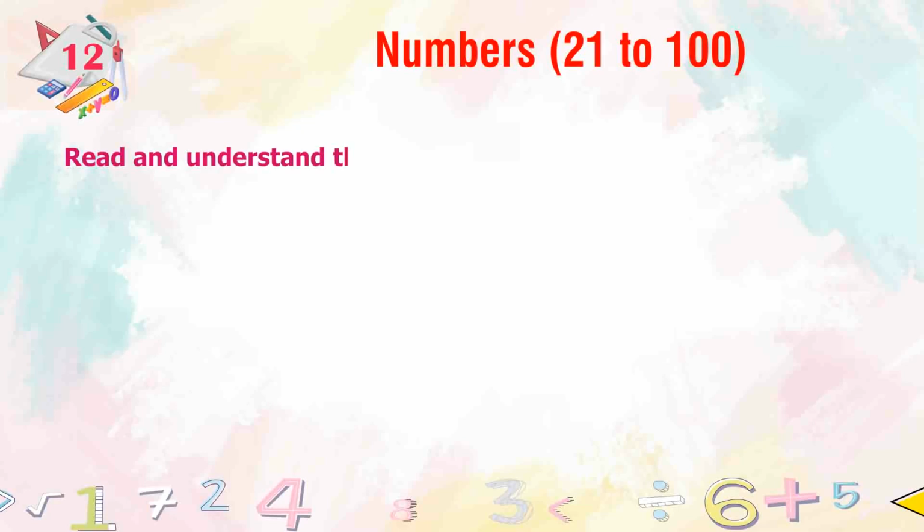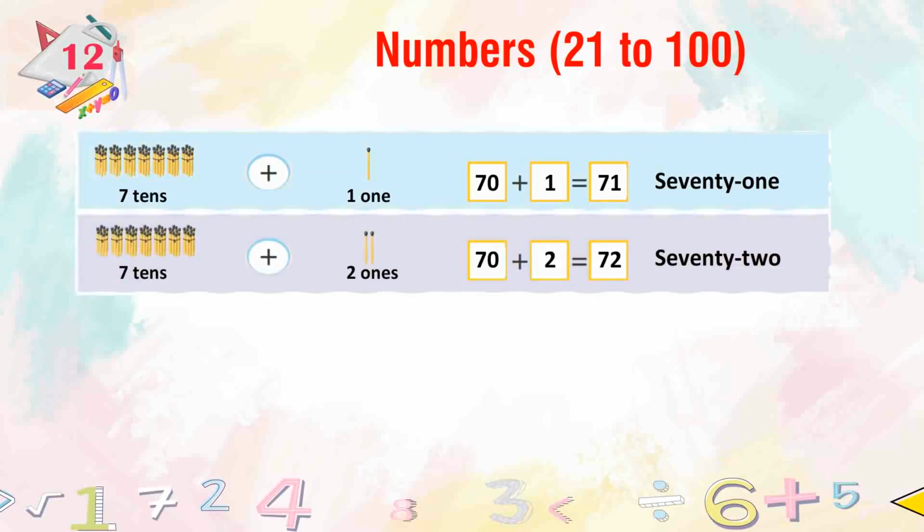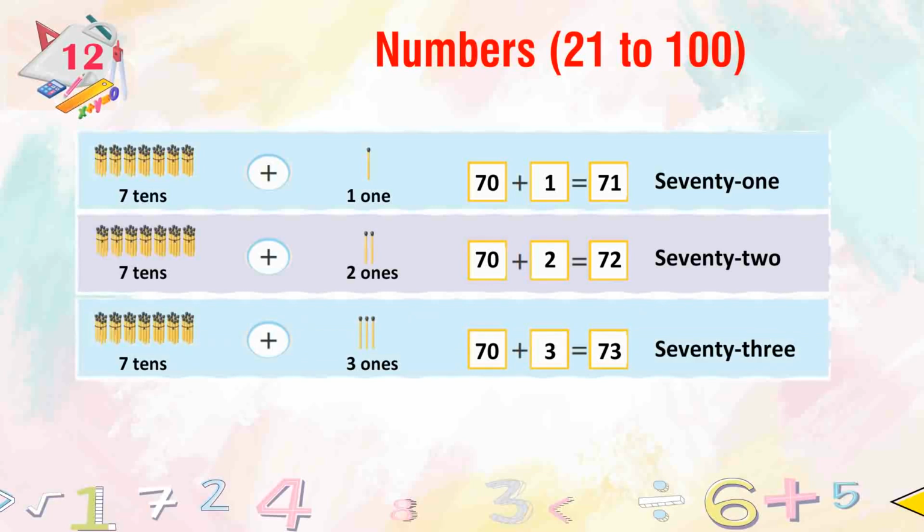Read and understand the numbers from 71 to 80. 7 tens plus 1 one, 70 plus 1 is equal to 71. 7 tens plus 2 ones, 70 plus 2 is equal to 72. 7 tens plus 3 ones, 70 plus 3 is equal to 73.